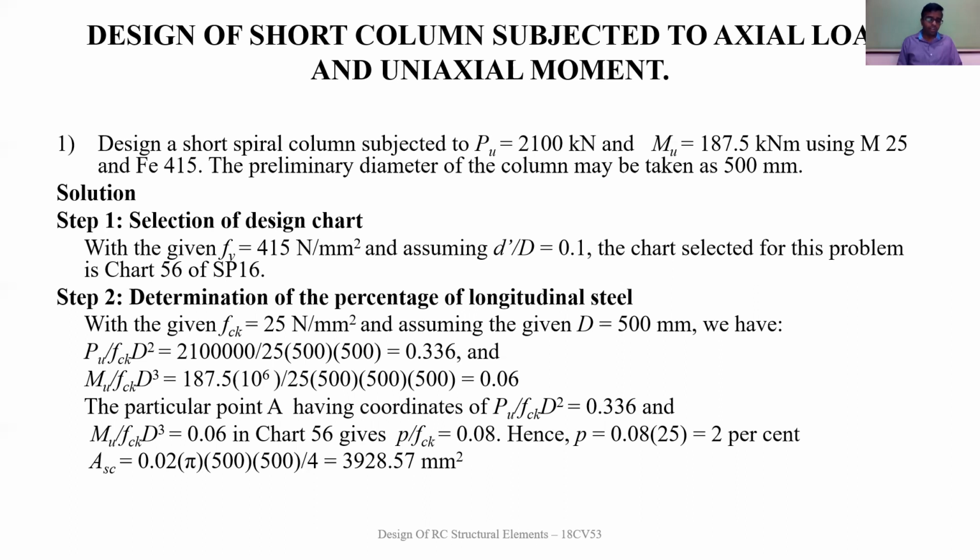The approximations and limitations of the design charts of SP16 are as follows. First, the grade of concrete. As explained, all the charts have been derived for M20 grade. However, each chart has 14 plots having different values of p by fck ranging from 0 to 0.26 at an interval of 0.02. Hence, the designer can make use of the actual grade of concrete by multiplying p by fck obtained from the plot by the actual fck for the particular grade of concrete, to partially compensate the approximation.